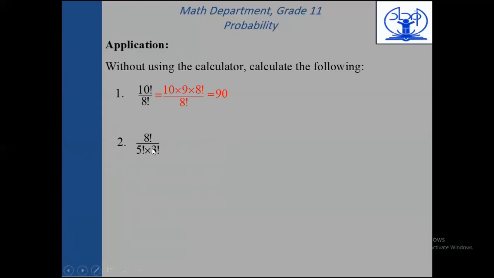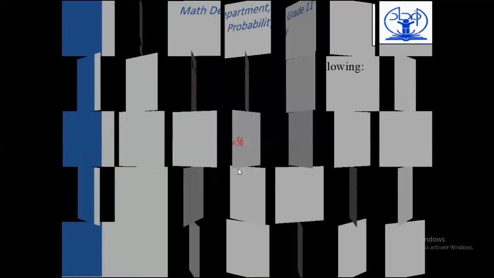What about 8 factorial over 5 factorial times 3 factorial? 8 factorial is 8 times 7 times 6 times 5 factorial. Why am I saying 5 factorial? Because 5 factorial is there in the denominator. You can cancel it out. 5 factorial, keep it like this, whereas 3 factorial, calculate it. It's 1 times 2 times 3, which is 6. Now, this 5 factorial will cancel out with this 5 factorial. And this 6 will cancel out with this 6. You will be left with 8 times 7, which is 56.